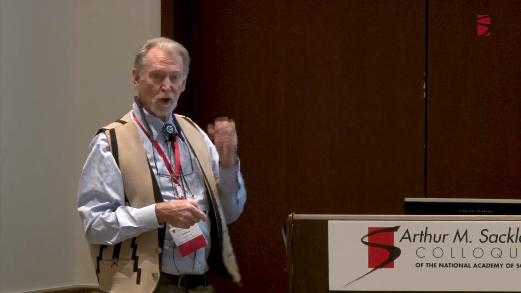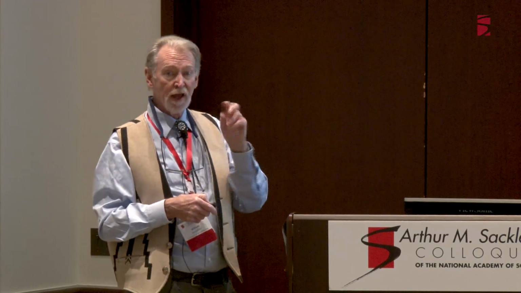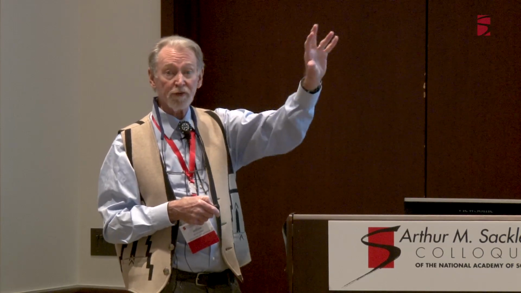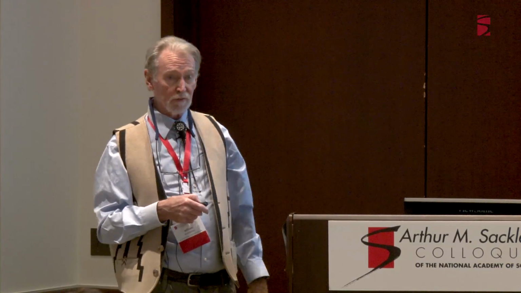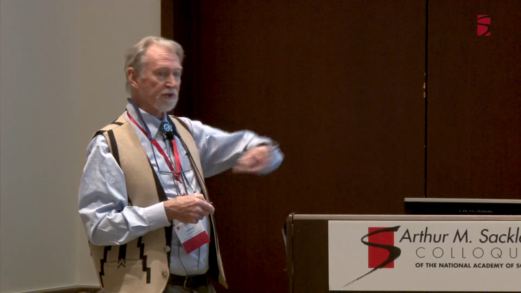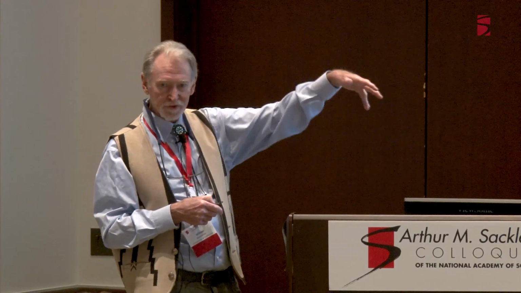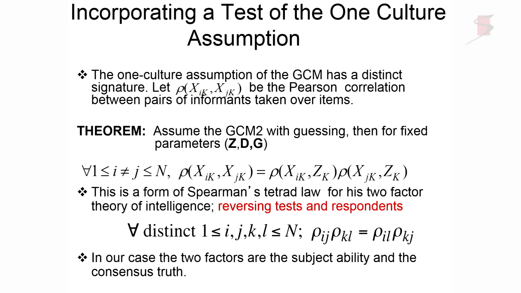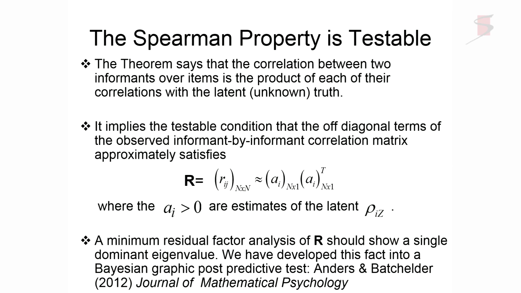This is a version of Spearman's old tetrad. Remember, Spearman was one of the first people to have an intelligence model. He said basically there was an individual intelligence component, and then each test had its own specifics. He used test-test correlations to decompose and estimate the individual's intelligence. Of course, later it became 3 types of intelligence, 5, 7, 9. But anyway, he had 2. This is exactly the same thing, except we're correlating pairs of informants, not pairs of tests. And so this is the theorem, and the consequence of it is that there's a testable fact.